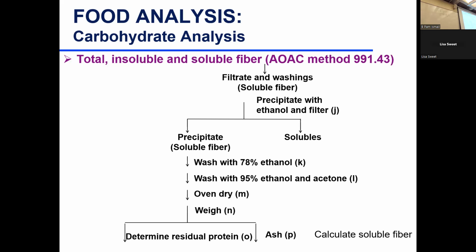If you follow that route, you get soluble and insoluble, you can add them, and then you get total dietary fiber. But sometimes it's really important to know how much soluble dietary fiber you have versus insoluble due to the physiological differences between soluble fiber and insoluble. So it's important to report both figures. Okay.